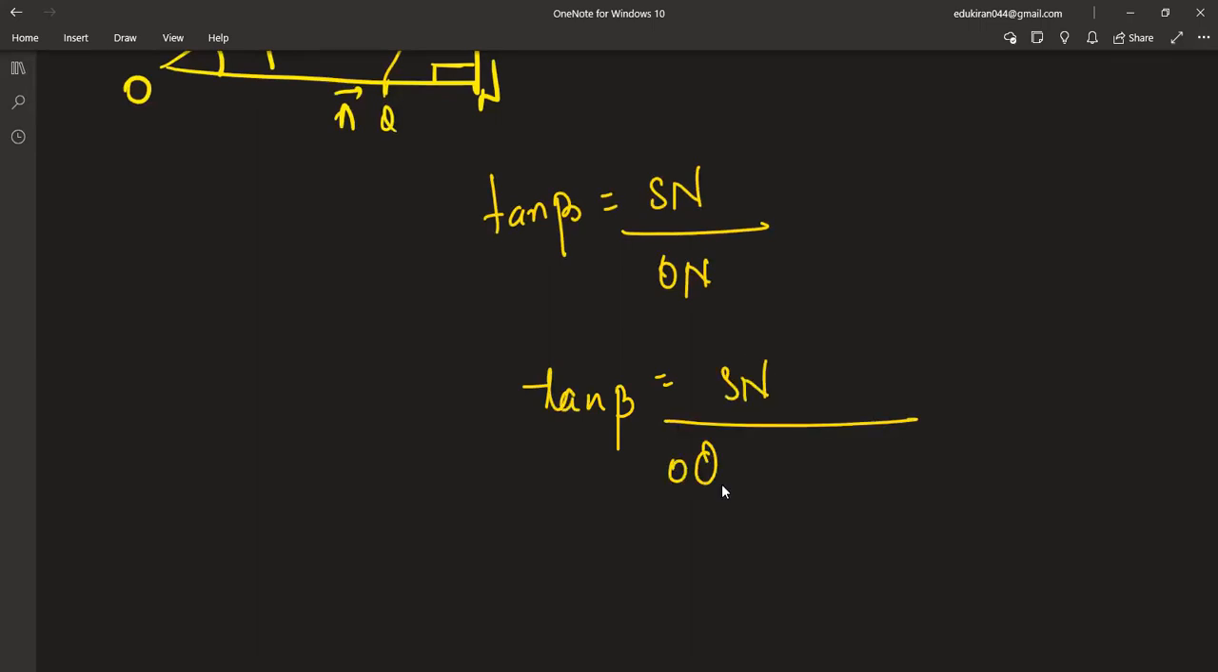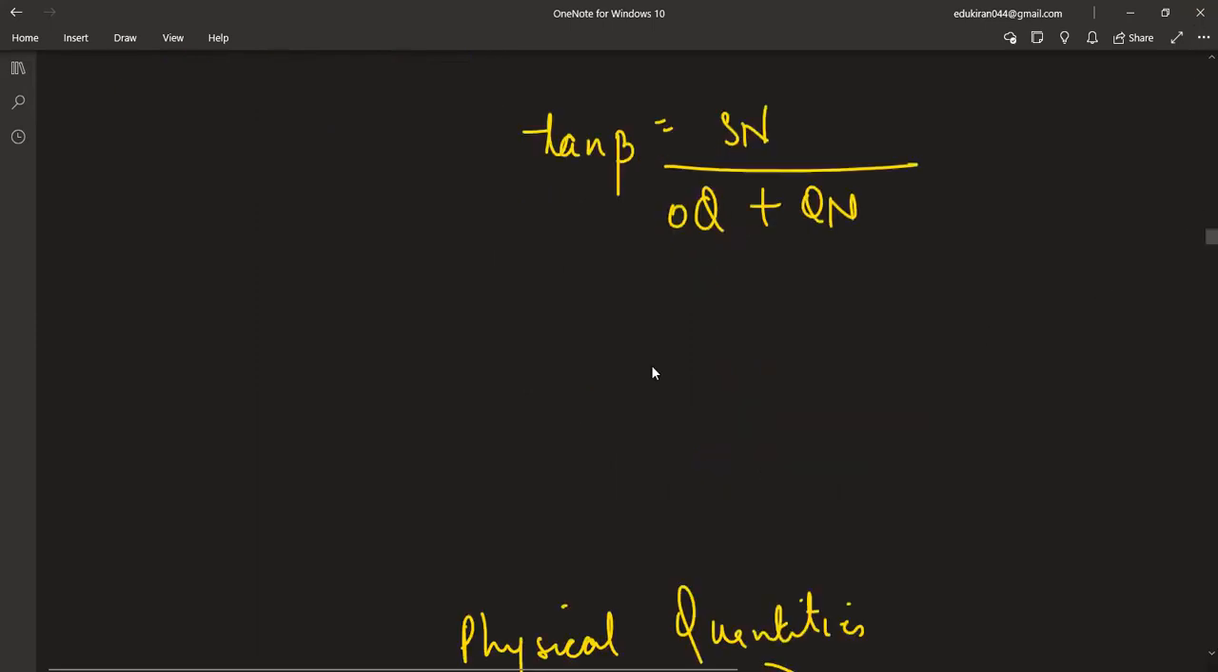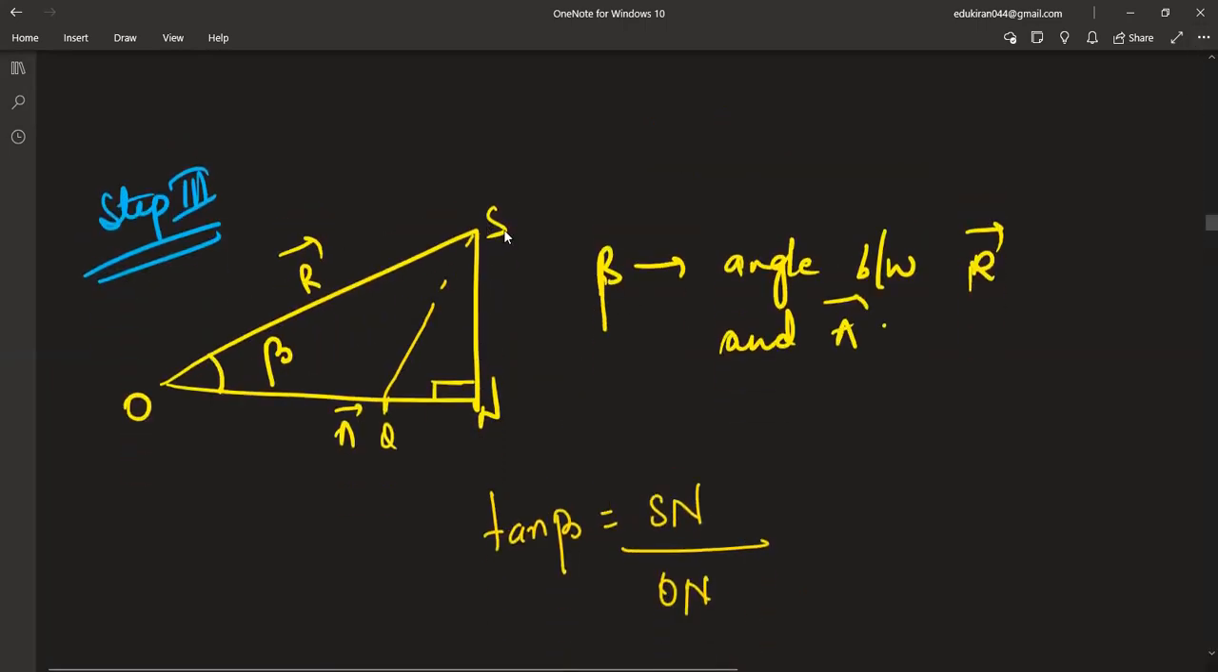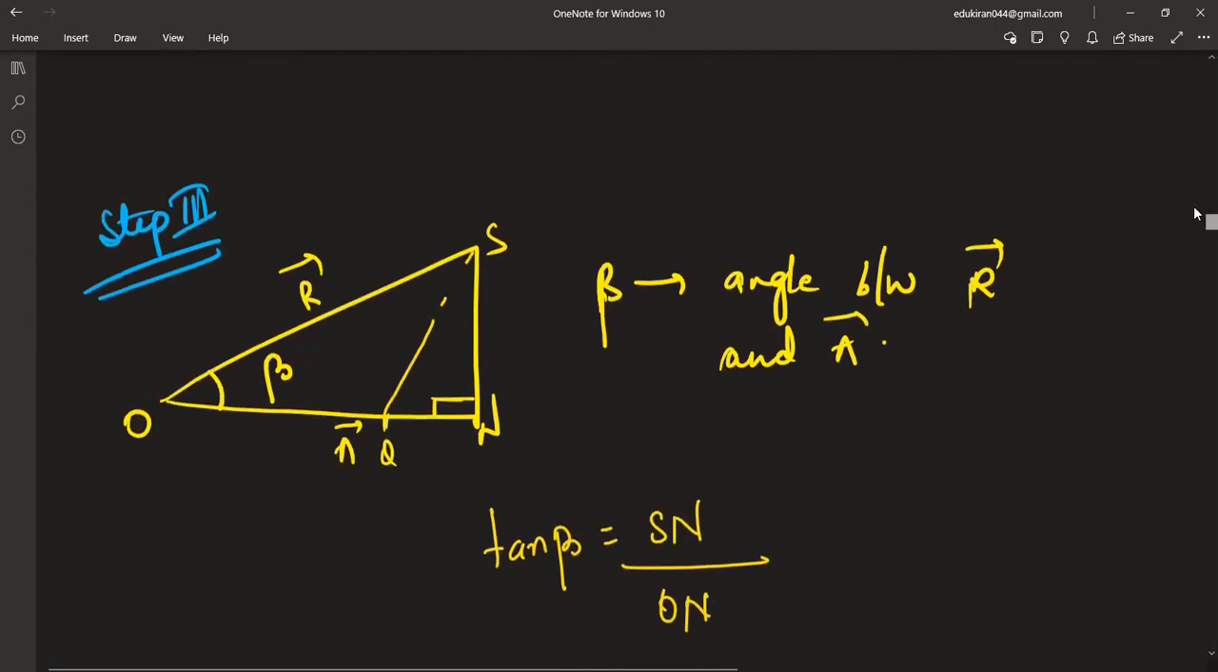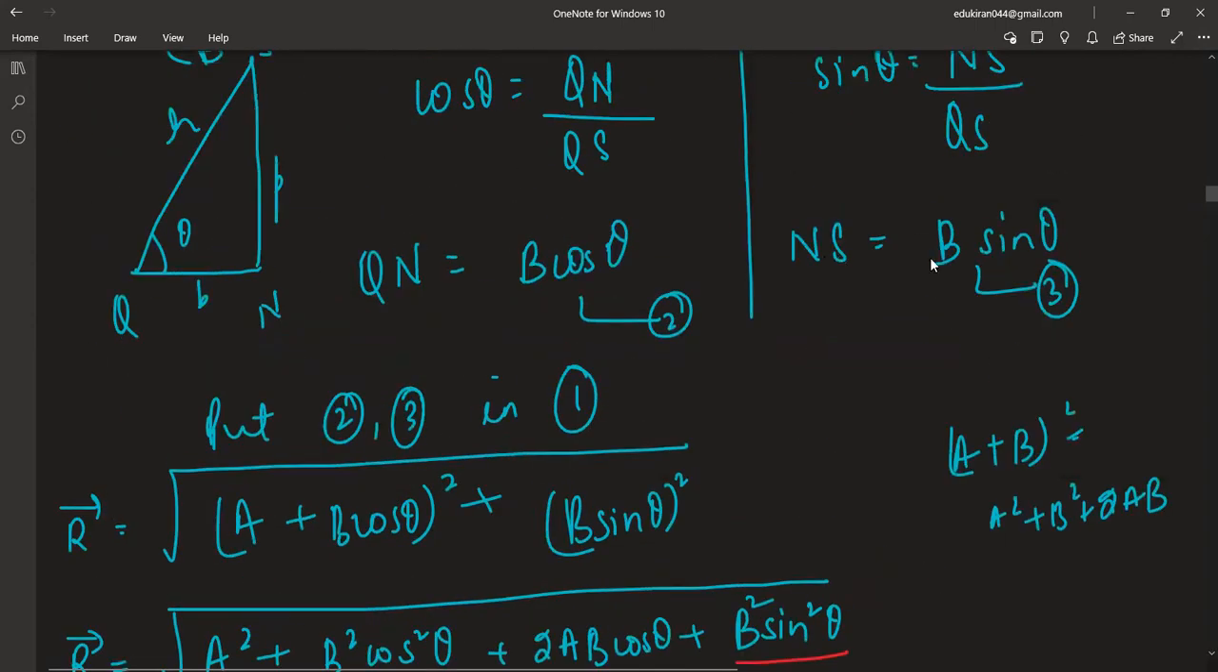ON is made up of OQ plus QN. Now we already know the meanings of each quantity. Yes, class. What was SN? SN we have calculated. SN is equal to NS, which is equal to B sine theta.